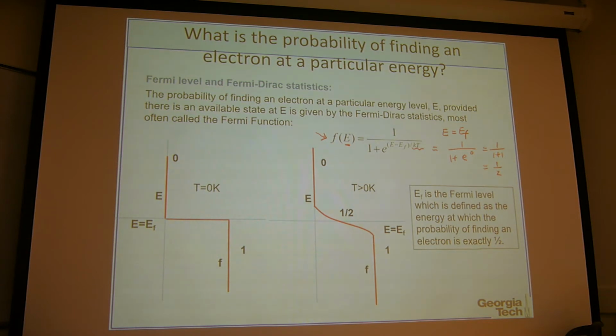So here, if E equals EF, it will be one half. But of course, this is a probability, it doesn't mean anything real. That's why I said in the previous slide that the Fermi level is just a conceptual level. But what is more important is when we plot this function into a figure. Let's do this, it will help you to visualize this function better.